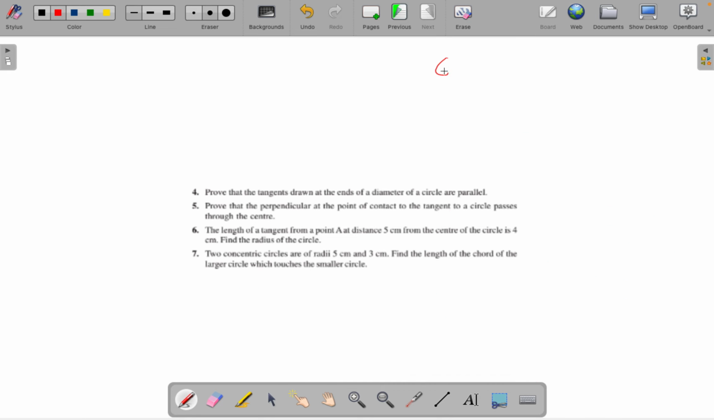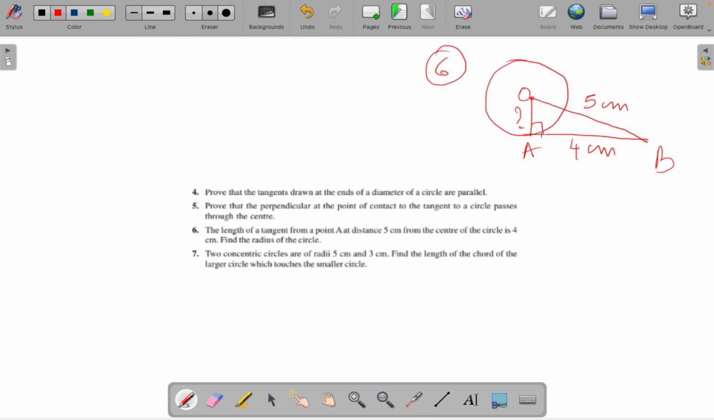Similarly, if you talk about question number 6, it is also not that difficult. Same, the length of tangent from a point A at a distance of 5 centimeter from the center of a circle is 4 centimeter. Find the radii. Again, you know the logic. This is perpendicular. Using theorem 1, you will use Pythagoras and find this. Calculation simple करने का तरीका already बता ही चुकी हूँ. A square minus B square का formula लगा देना है, right? So I want you to do it on your own.